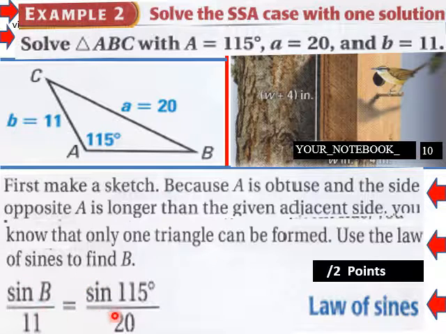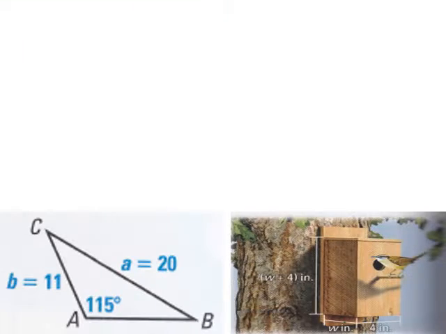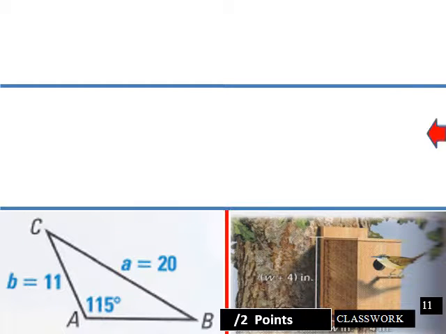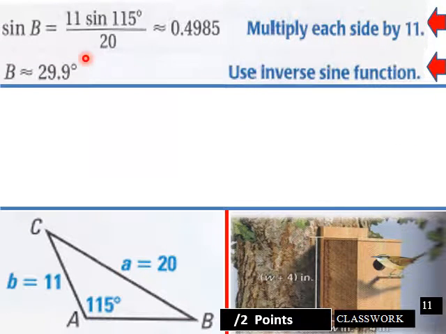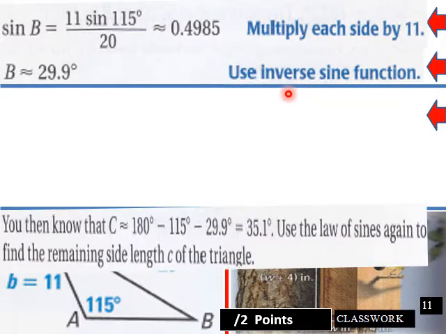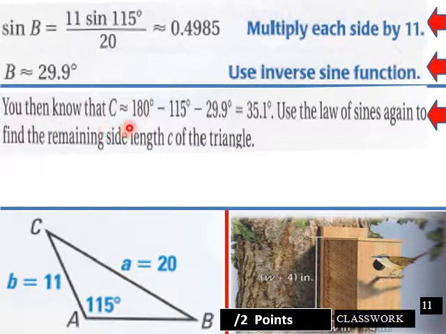Here is our proportion using the law of sines: sine B over 11 equals sine 115 over 20. So sine B equals 11 sine 115 over 20. We get approximately 0.49. Then B equals 29.9 degrees. Use the inverse function on that. You then know that C is approximately 35.1.